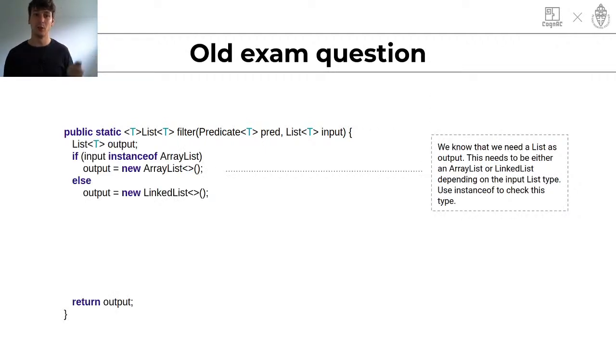Next step is we create a list, and it's either an array list or a linked list, depending on the type of the input list. So this is a part where we would be very lenient. For example, if you would write down if input is array list, or if input get class is array list, something that we know that you actually tried it and that you had the right intention of checking that it's an array list, then you already get points for that.